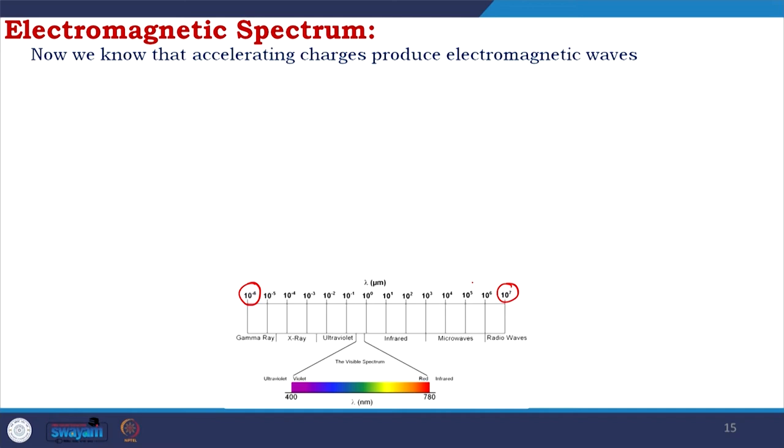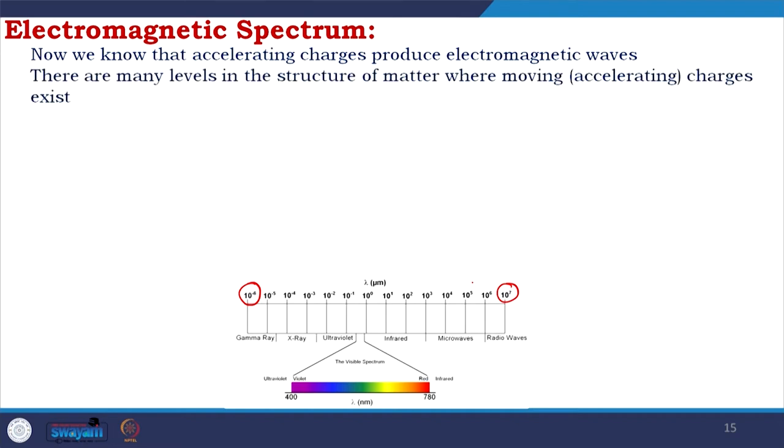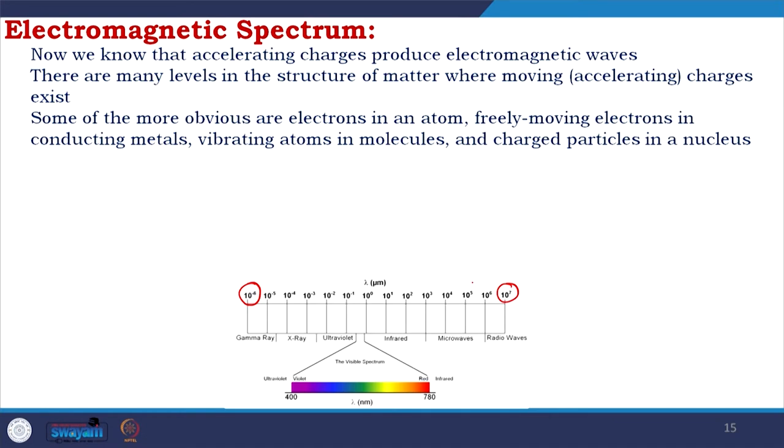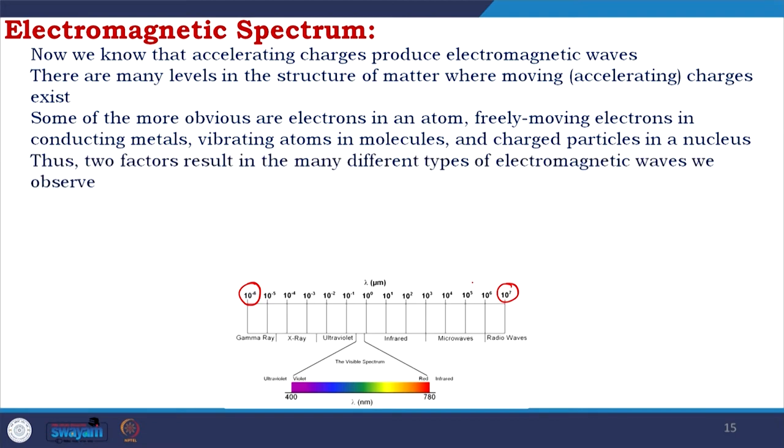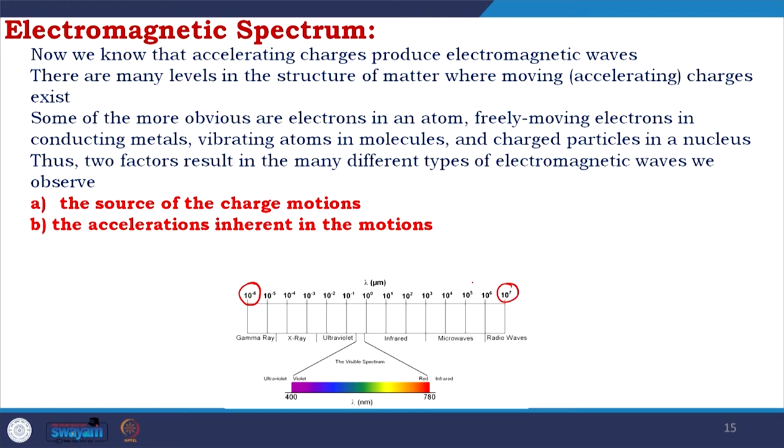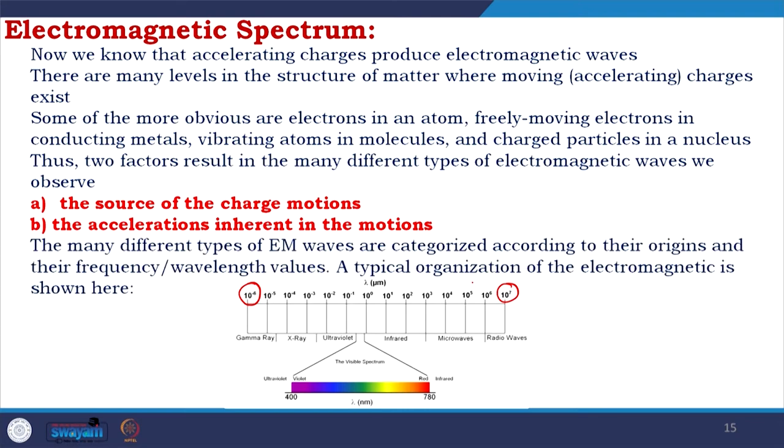From our previous knowledge, we now know the accelerating charges produce electromagnetic waves. There are many levels in the structure of matter where moving charges exist. Some of the more obvious are electrons in an atom, freely moving electrons in conducting metals, vibrating atoms in molecules, and charged particles in a nucleus. Thus, there are two factors which result in many different types of electromagnetic waves which we see in general experiments: one, the source of the charge motion, and second, the acceleration inherent in the motion. The different types of electromagnetic waves are categorized according to their origin and their frequency or wavelength values.